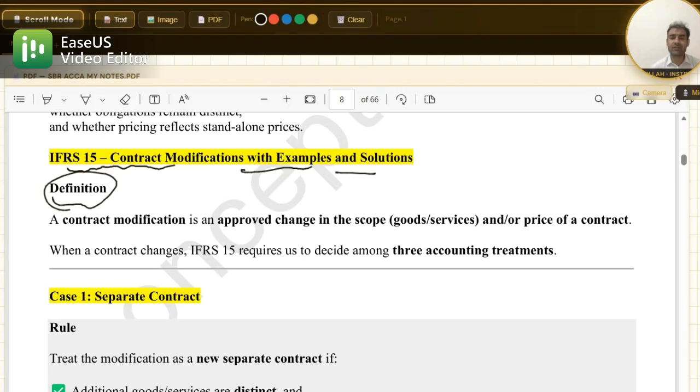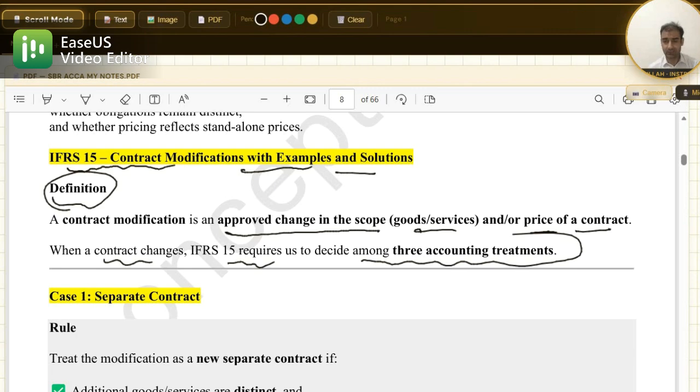A contract modification is a change in the scope, including goods or services, or price of the contract. When a contract changes, IFRS requires us to decide among three accounting treatments. This means that whenever a contract changes, contract modification means a change in the scope, meaning goods or services, and or price of a contract. IFRS requires us to decide among three possible treatments.